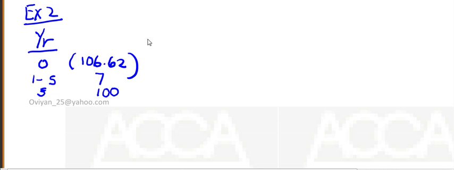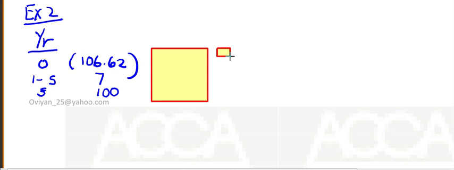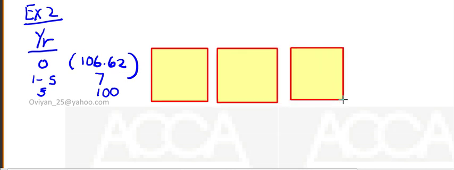Now, these are your cash flows. I need to have 2 discount factors. So we're going to have some space here. We're going to have 2 discount factors: 1 discount factor, 1 PV, 1 discount factor, 1 PV.